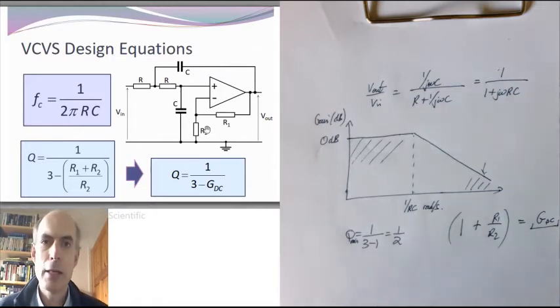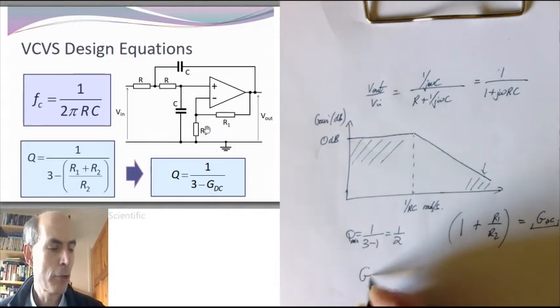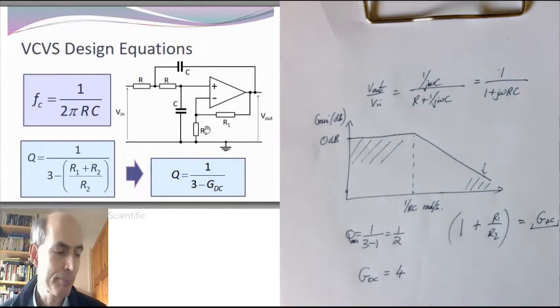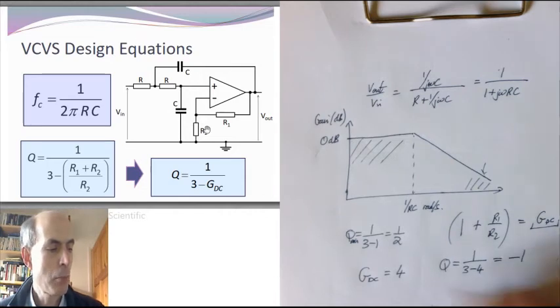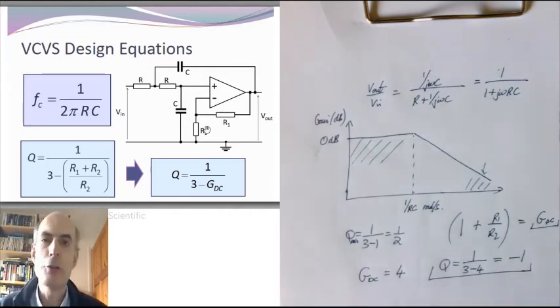And there's something even more interesting that happens with this circuit. What happens if your value of the gain at DC is set to 4? That would give you a Q factor of 1 over (3 minus 4), in other words, minus 1. We have a circuit with a negative Q factor, which we haven't seen before. Now, you may like to think about what's going to happen if you have a negative Q factor in your circuit. And there's a couple of ways of thinking about this.